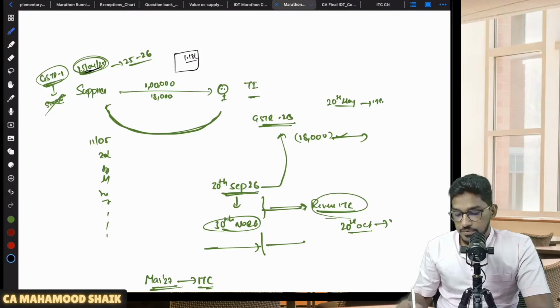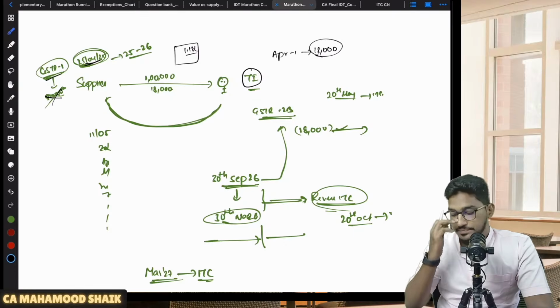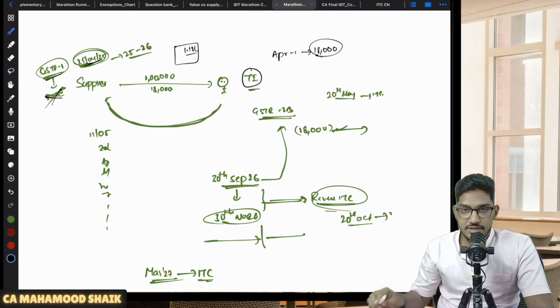That invoice was given, and this supplier filed his GSTR 1 on or before the due date for the month of April, on or before the 11th of May. That was reflected in your GSTR 2B also. So while filing the return for the month of April, you claimed input tax credit of 18,000 rupees. But what this supplier is doing is, he is not filing his GSTR 3B. For the month of April, he filed GSTR 1. Why?